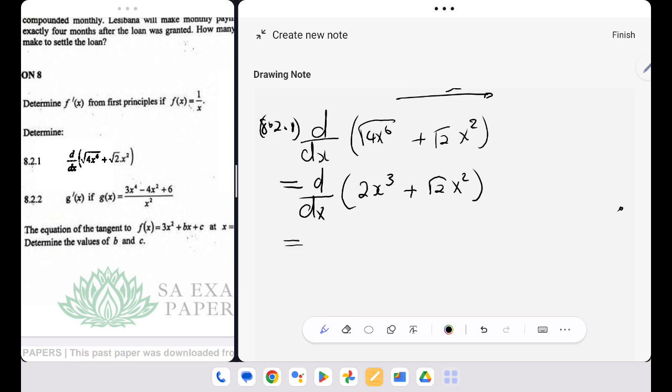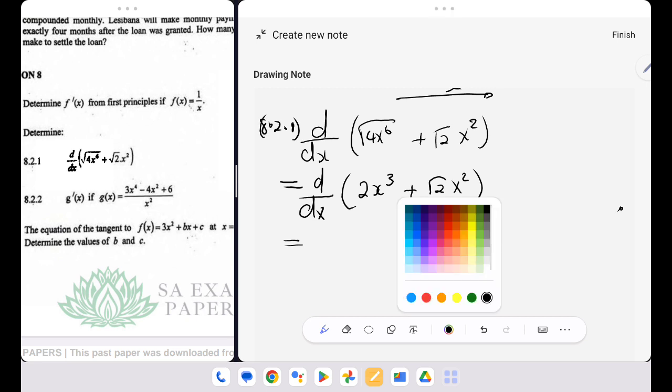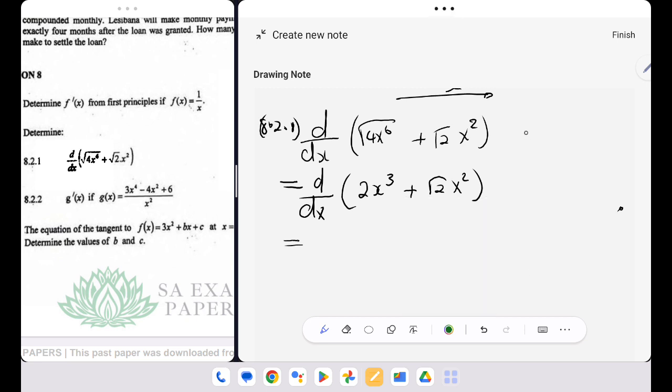So whenever I derive, I will use this rule here. That's if f of x is equal to a x to the power n, therefore my derivative will be n multiplied by a x to the power n minus 1. This simply means I'll take my exponent, multiply with the coefficient of the variable I'm deriving, and then I'll subtract 1 from the exponent.